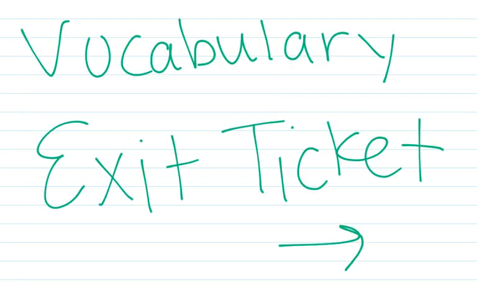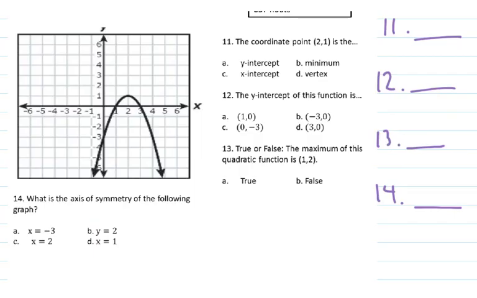Now, quick vocabulary exit ticket, 4 questions. Using the graph here to the left, answer questions 11, 12, 13, and 14. Again, on that separate sheet of paper, just so you can have it for your knowledge.